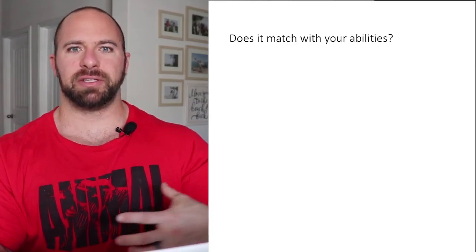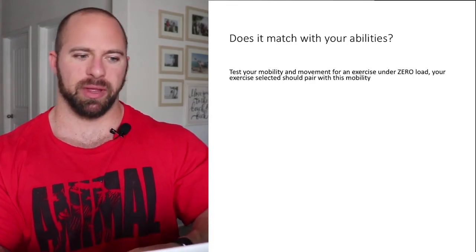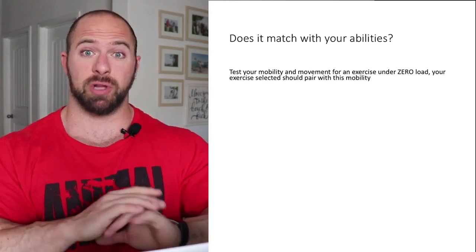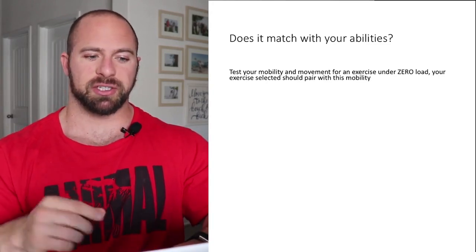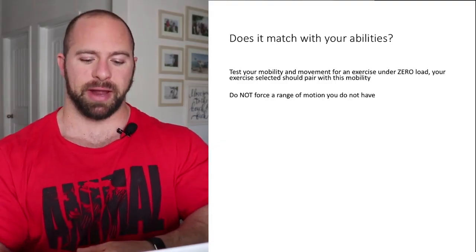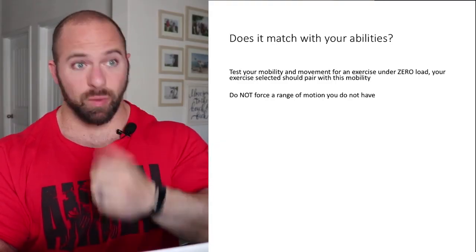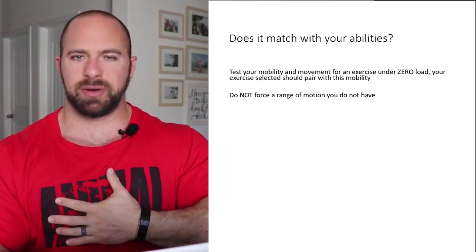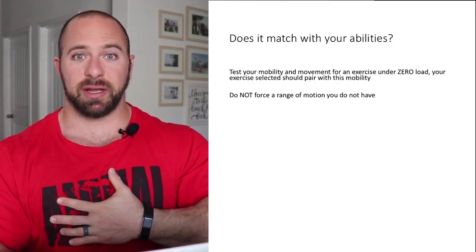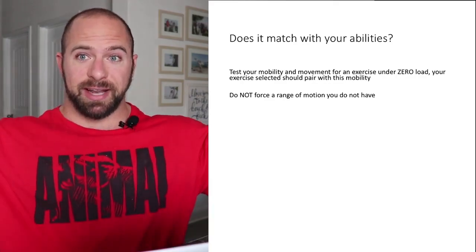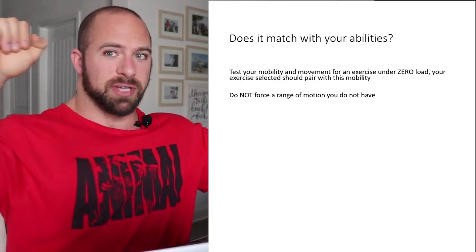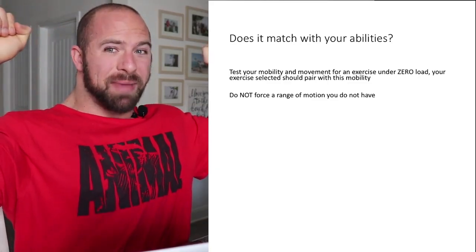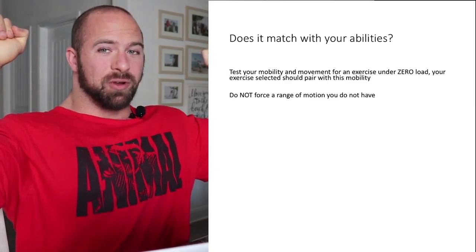And so next I would say, does the movement match with your abilities? You can test your mobility and movement for an exercise under zero load, and your exercise selected should pair with this mobility range. What I mean by that is what you want to test for, and I've made so many mistakes doing this, is that I see, all right, I want to do an overhead press. And truly, that's my external rotation, that's as much as I have. I can force it back and I can get right there. So that's where I should be doing my overhead press.